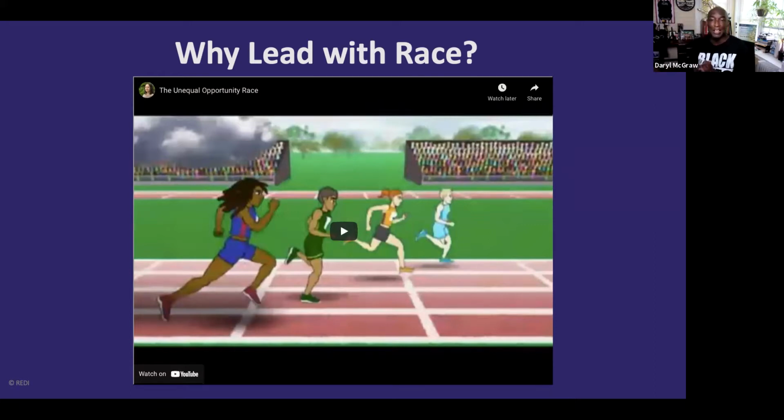I heard Rashawn said he's comfortable talking about race. So we're going to lead with race. But why lead with race? Why do you think that we should lead with race? Anybody want to unmute themselves? Somebody that's feeling real comfortable. I like to hear from the 2% that don't feel comfortable too. I always like to hear both sides. So anybody want to chime in real quick before we jump into the video?